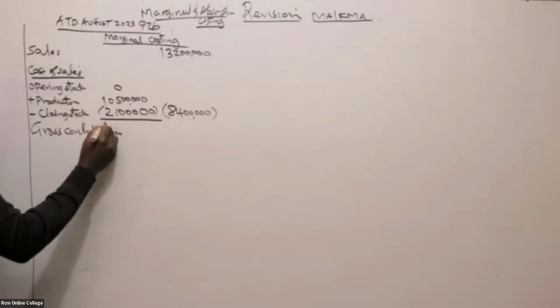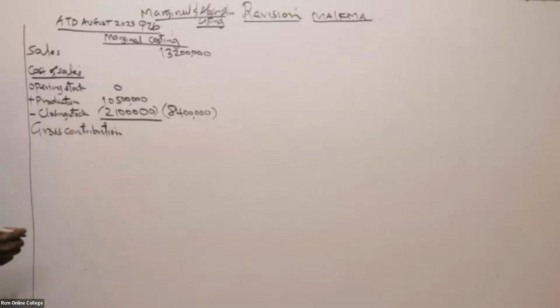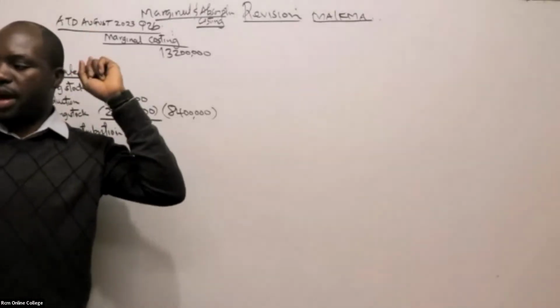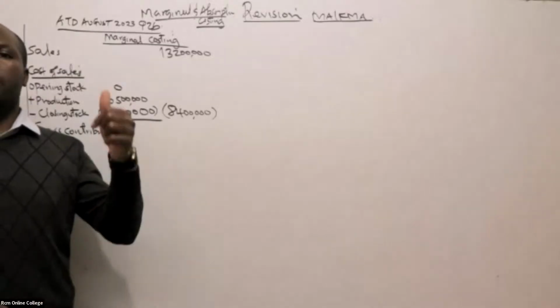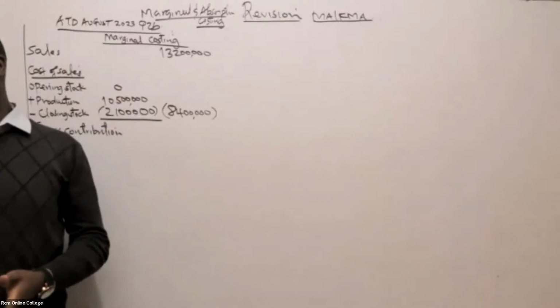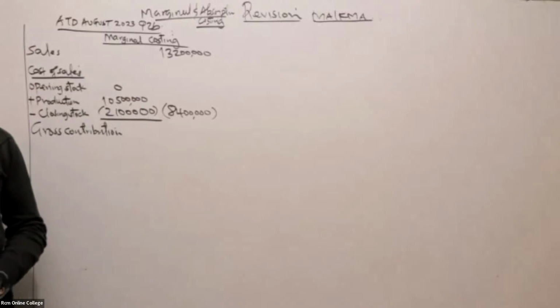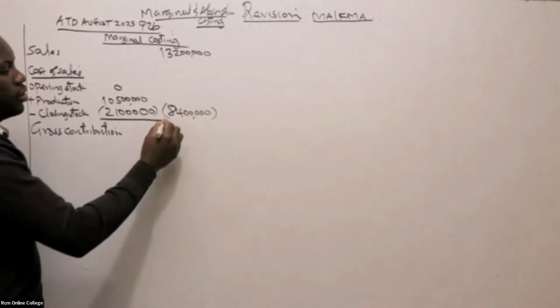Why are we bringing the word contribution? We are bringing the word contribution because all the expenses that have been mentioned here do not have anything to do with the fixed expense. All of them are variable in nature, and therefore they depend on the number of units. So what is our gross contribution? 4,800,000.